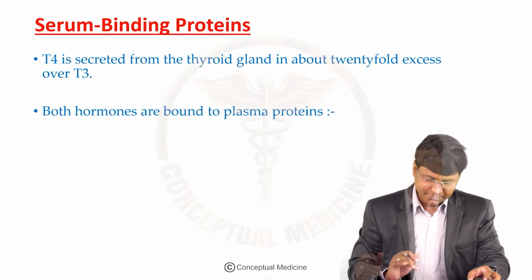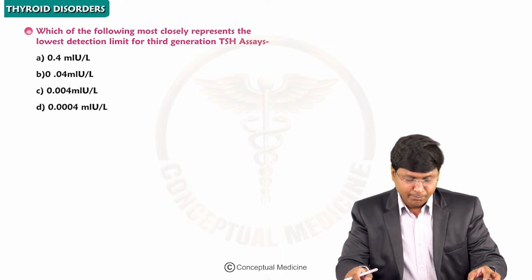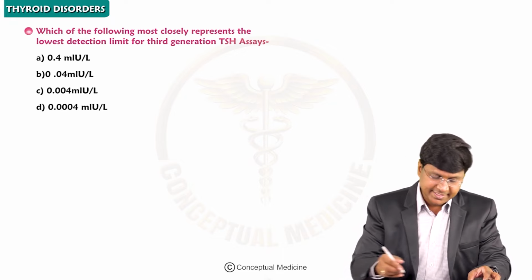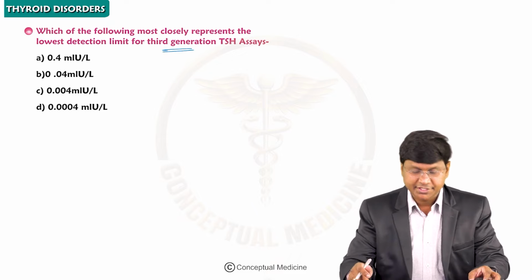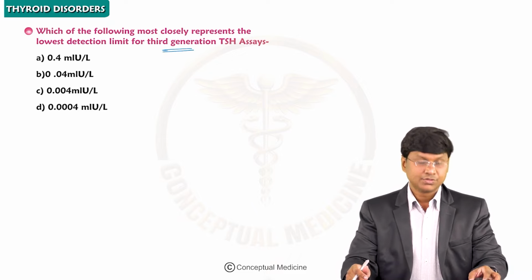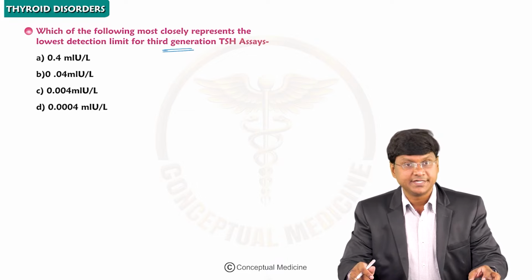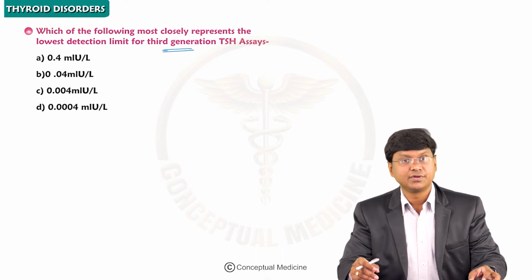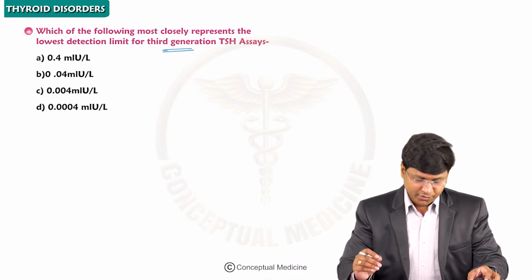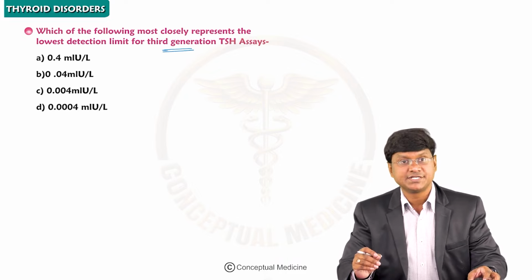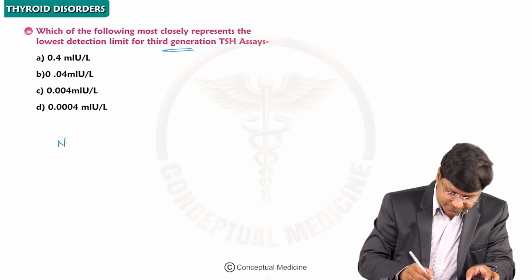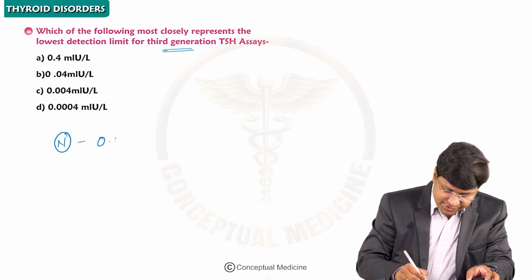Now, you see this question. Which of the following most closely represents the lowest detection limit for the third generation TSH assay? The options are 0.4 milliunits per liter, 0.04 milliunits per liter, 0.004 milliunits per liter, 0.0004 milliunits per liter. So first of all, you should know what is the normal TSH value. The normal TSH value is 0.5 milliunits to 5 milliunits per liter.